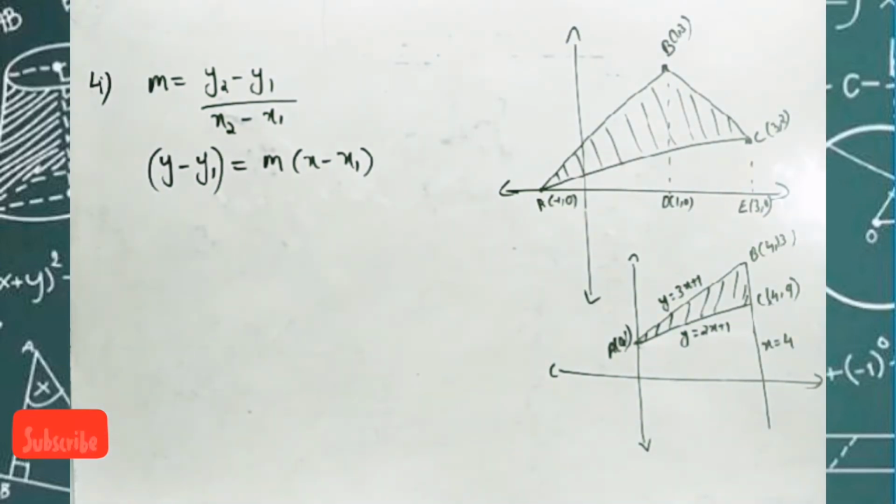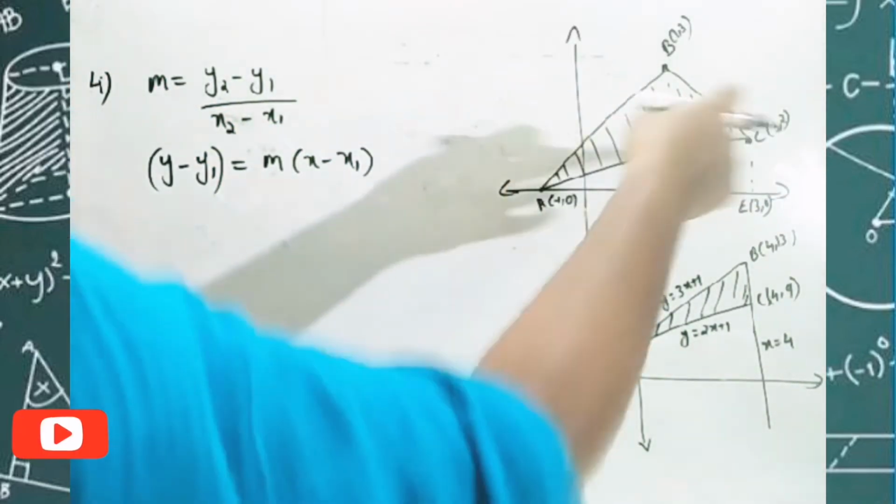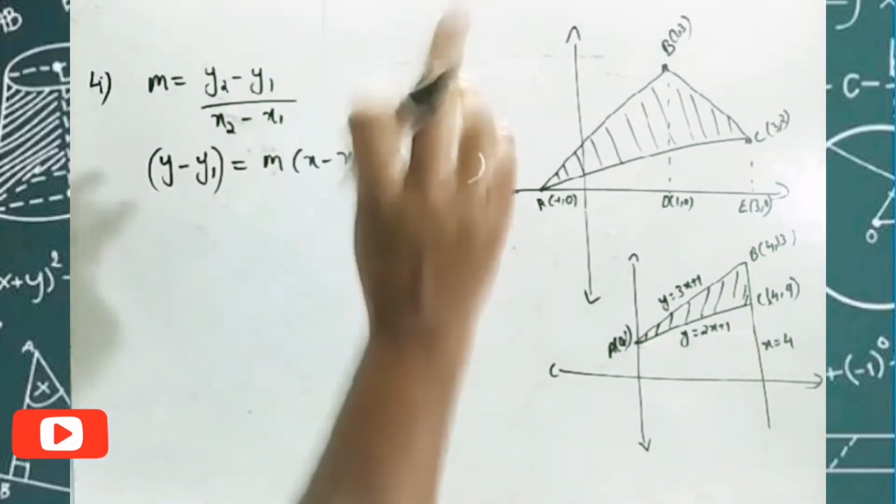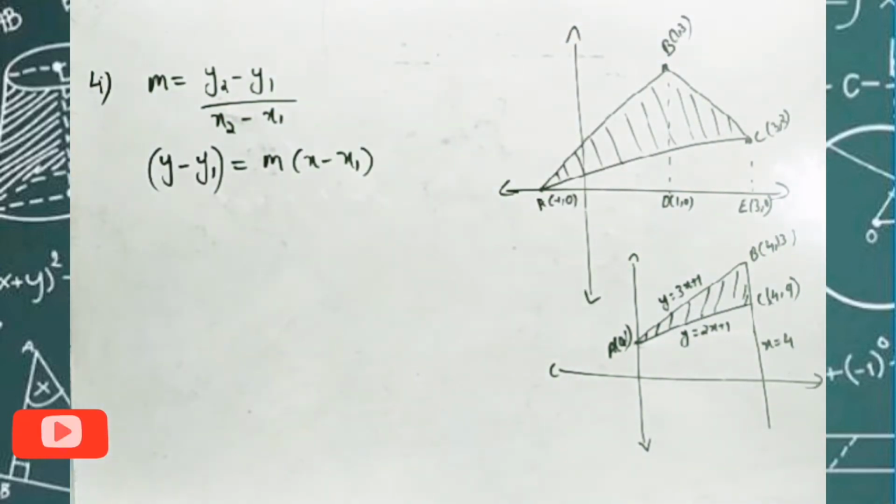First we need to draw the figure corresponding to that. That means we need to draw the x-axis and y-axis, plot these three points on it and join them, and then you will get one triangle. That triangle is our shaded portion, and we need to find the area of triangle ABC by using integration.